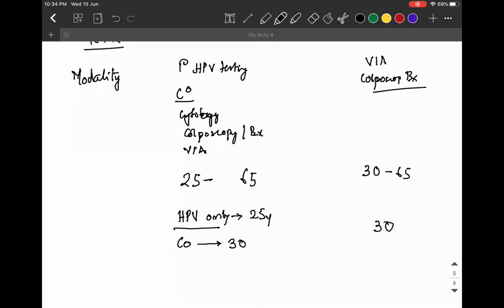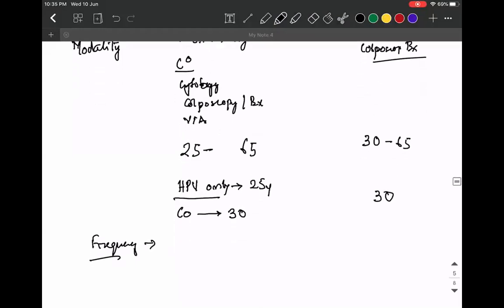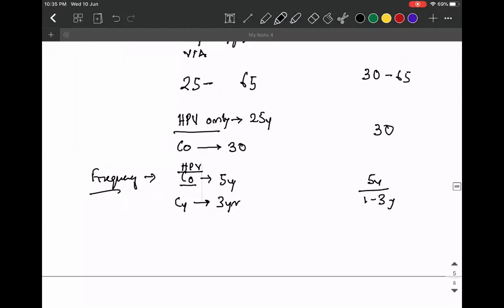How frequently should you do it? If you're doing co-testing, it should be done every 5 years. If you're doing cytology, it should be done every 3 years. So for primary HPV testing or co-testing, it is every 5 years, and cytology testing every 3 years. In a very limited resource setting, at least 1 to 3 times in a lifetime is good enough. But in a good resource setting, do it every 5 years if co-testing, and every 3 years if cytology only.